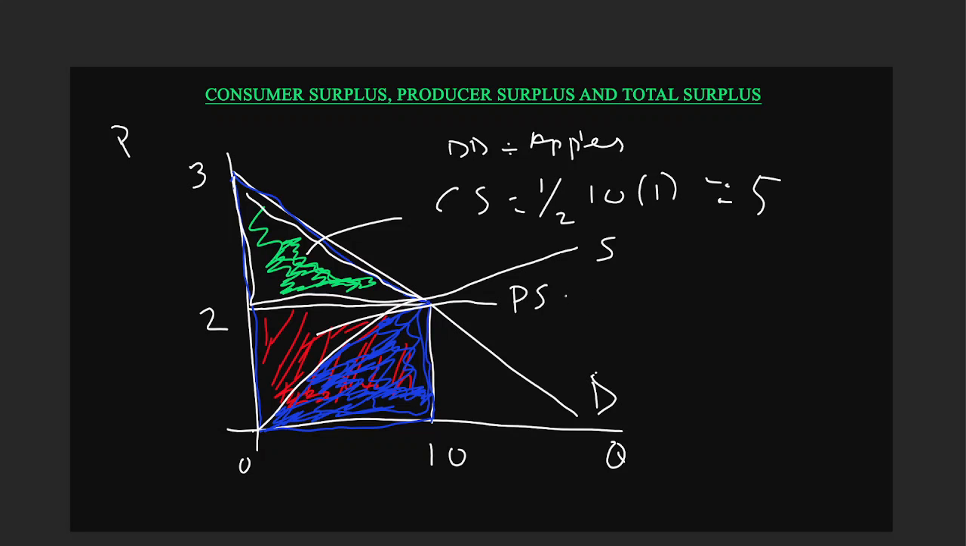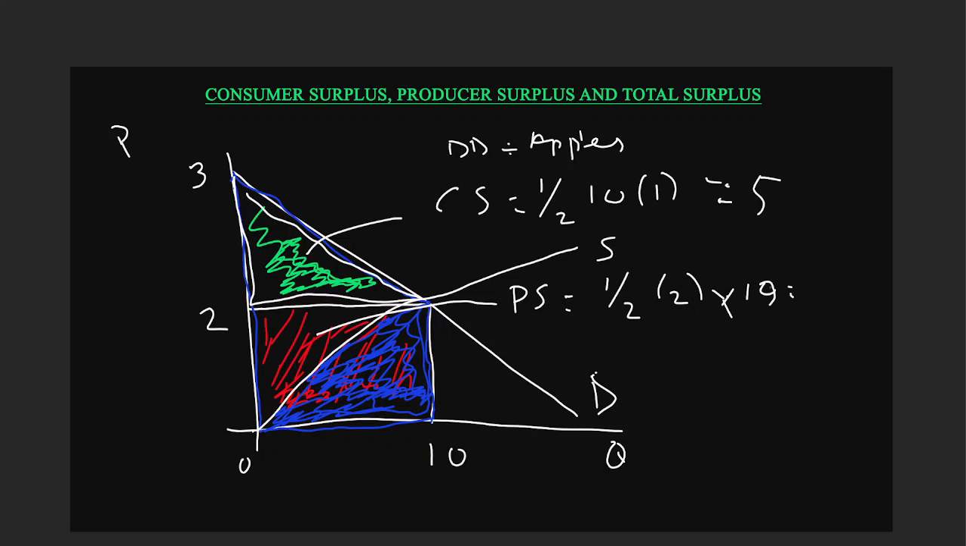You can think about the producer surplus as the excess of how much the producer receives minus how much it actually costs to produce the good. So how do we calculate that? That also is a triangle. This is our base here, 0 to 2, and then the height is 10. We do the same calculation, half of 2 times 10.